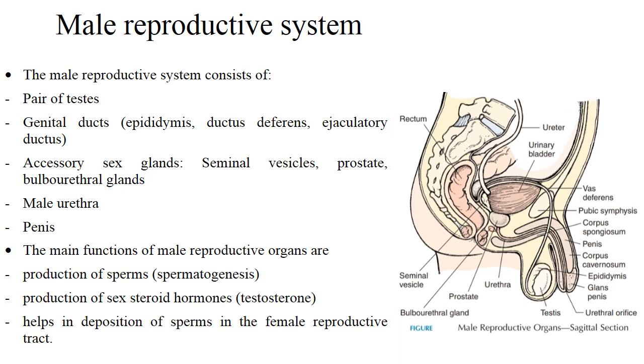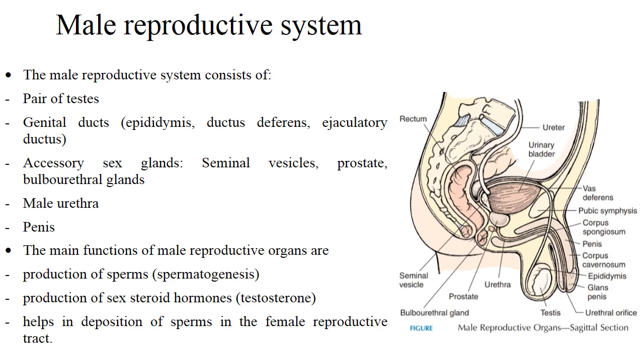The male reproductive system consists of a pair of testes. Then the ducts include epididymis, vas deferens, ejaculatory duct. There are accessory sex glands like seminal vesicle, prostate, and bulbourethral gland.